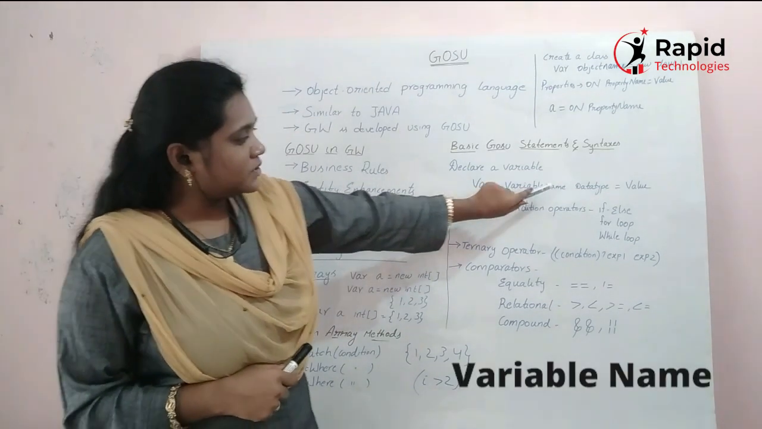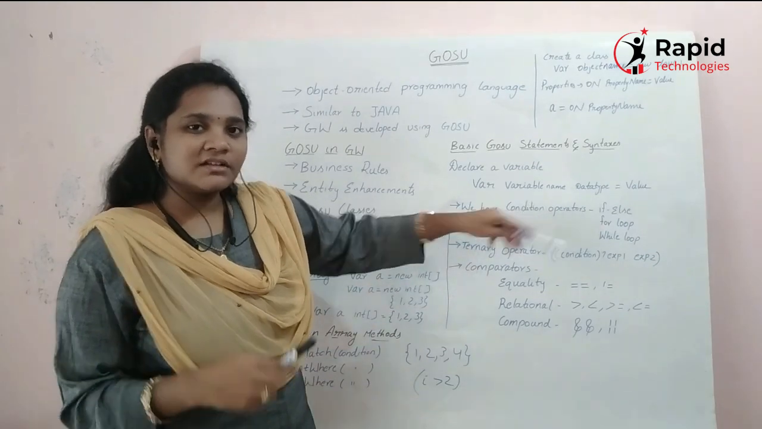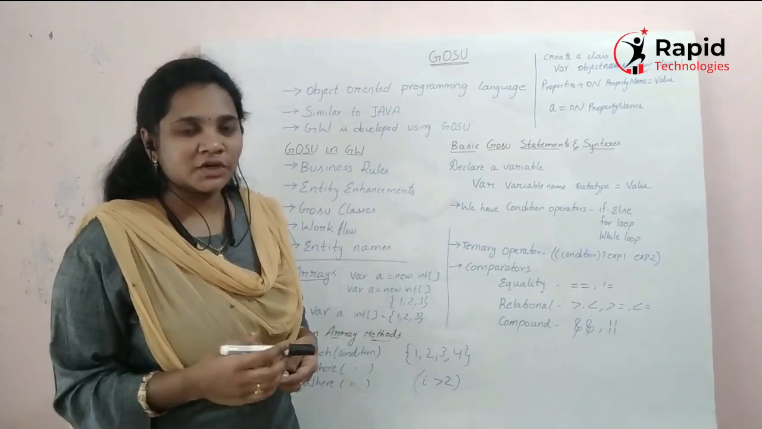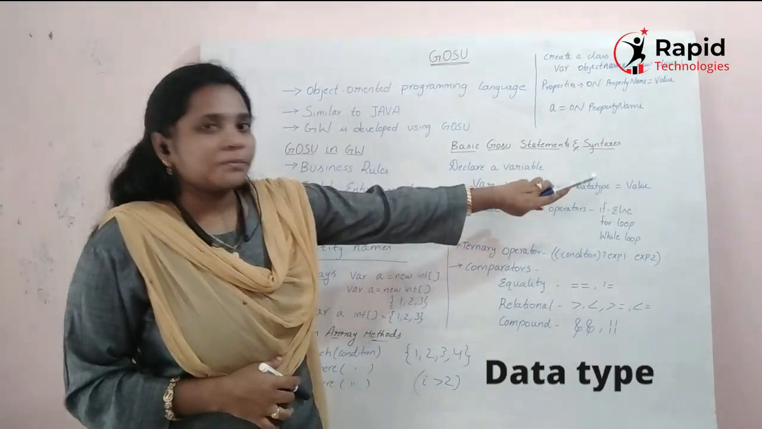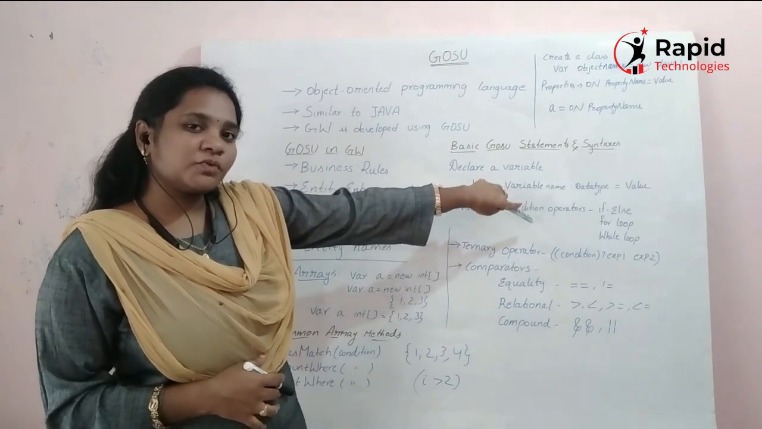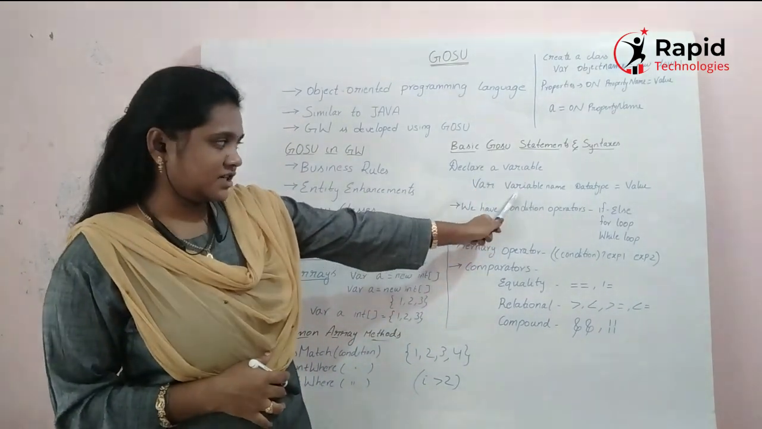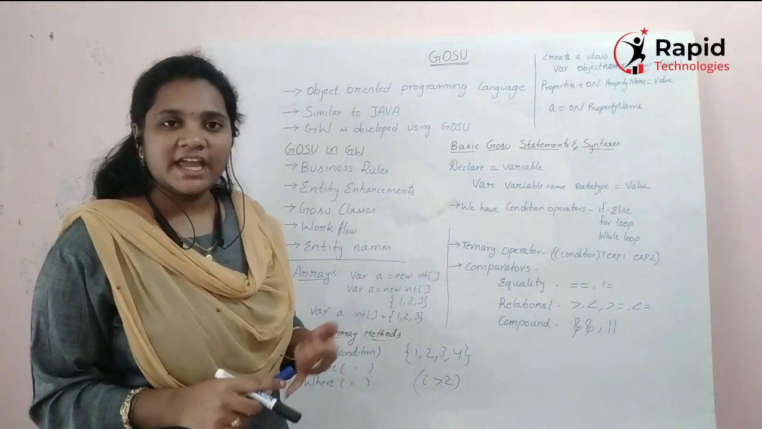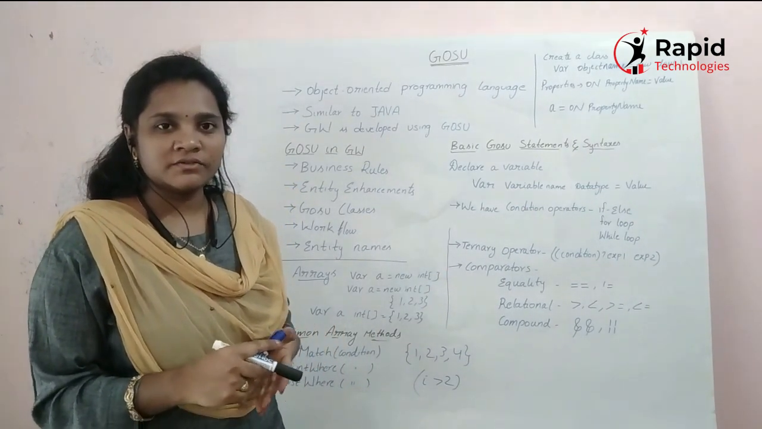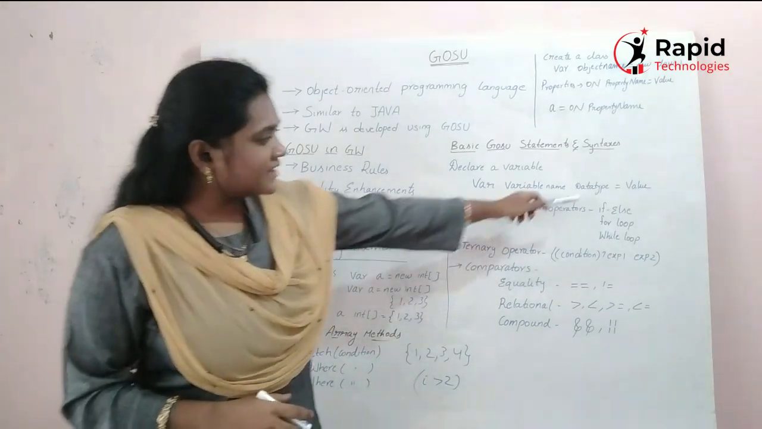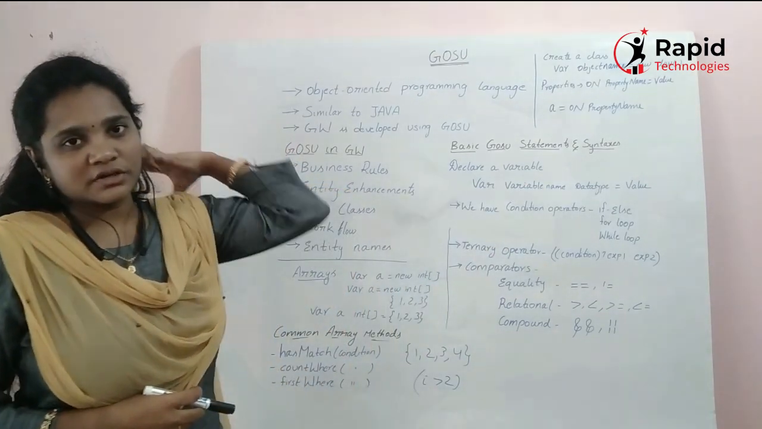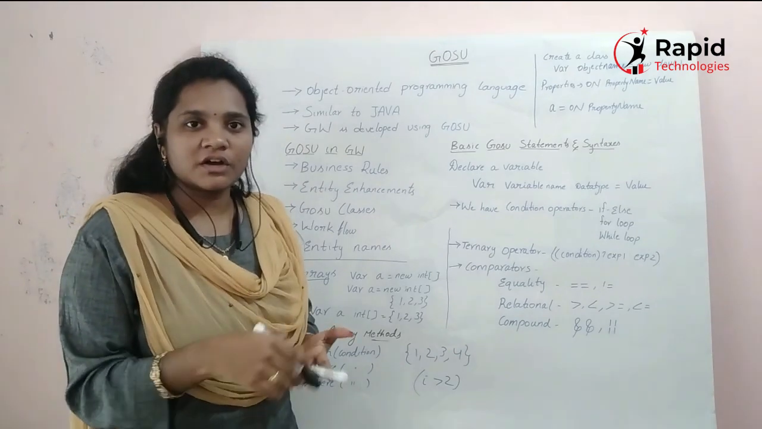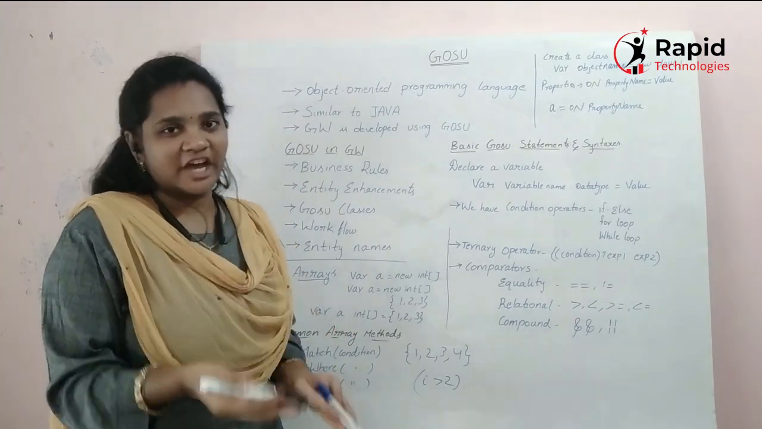Now coming to variable name. Variable name is nothing but the variable which you are going to use. Data type is nothing but the type of data you are going to store in this variable name. So here in Guidewire we have different data types: int, char, boolean, double, float, etc. And the value is the initial value you are going to store, whether it may be 0 or it may be null or it may be some value.